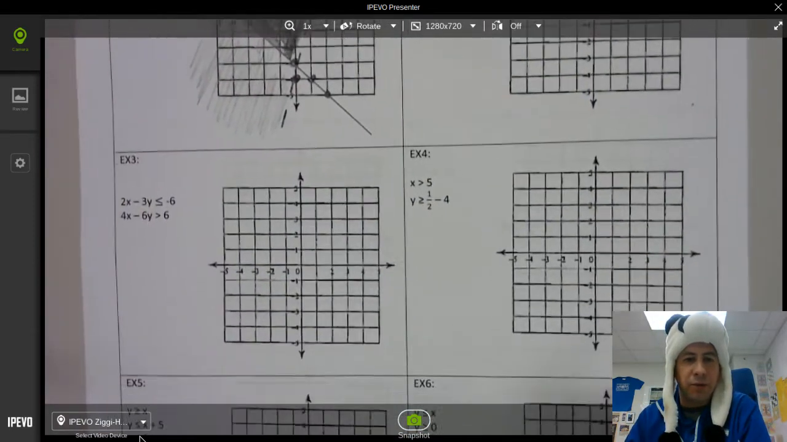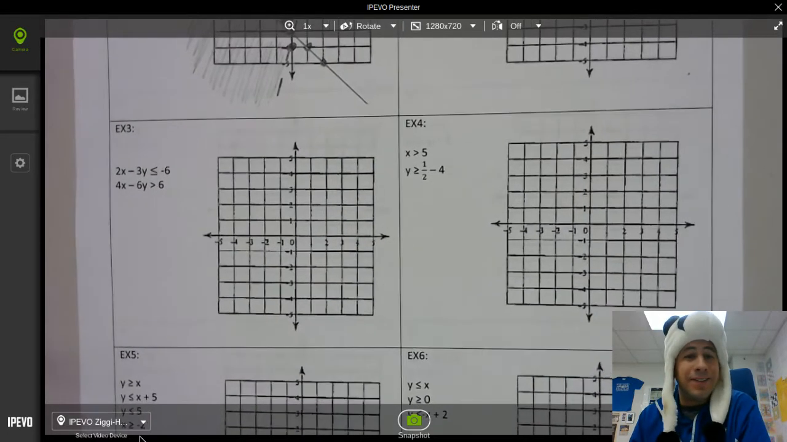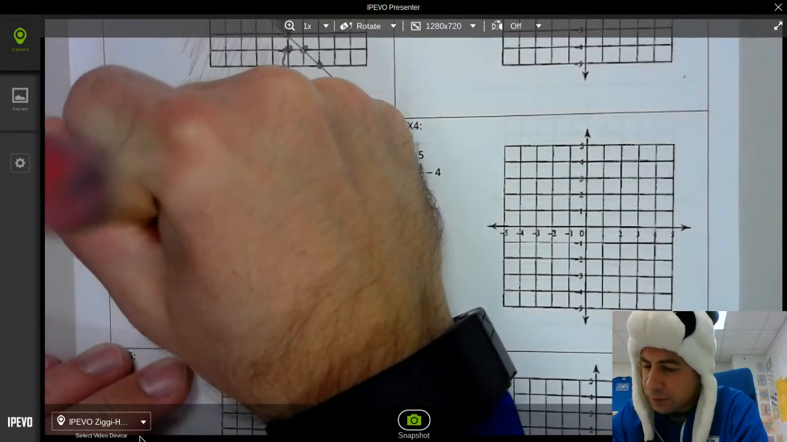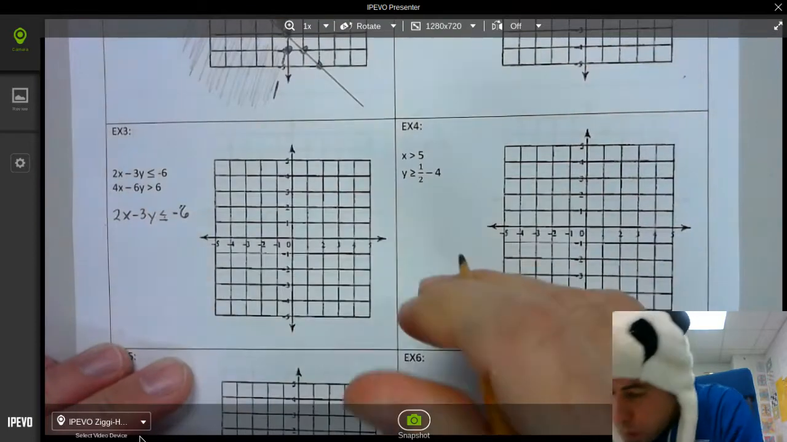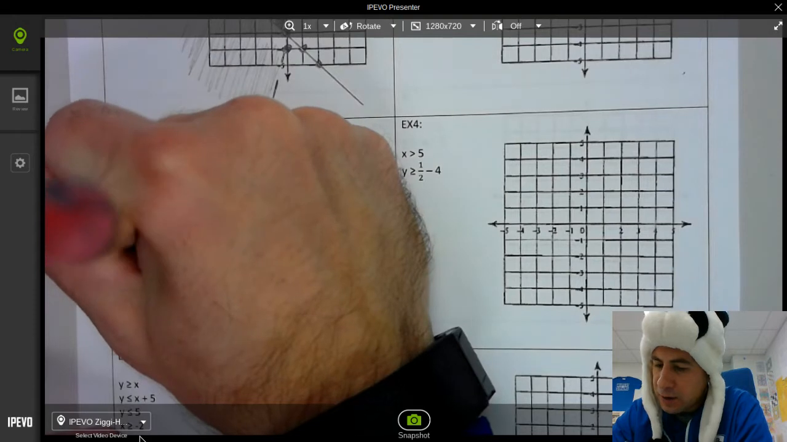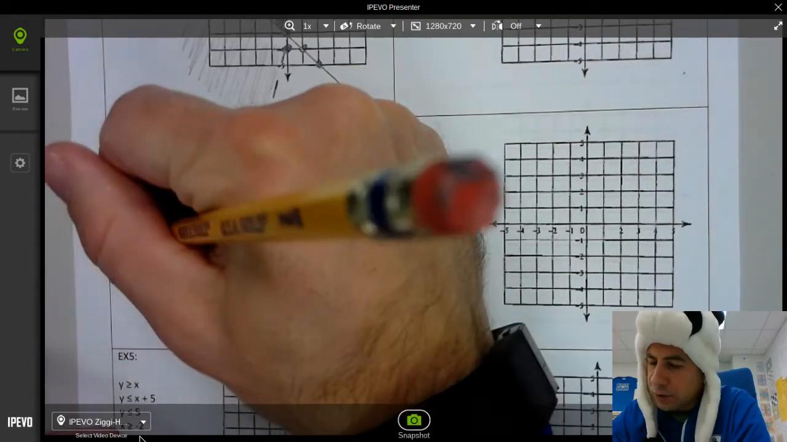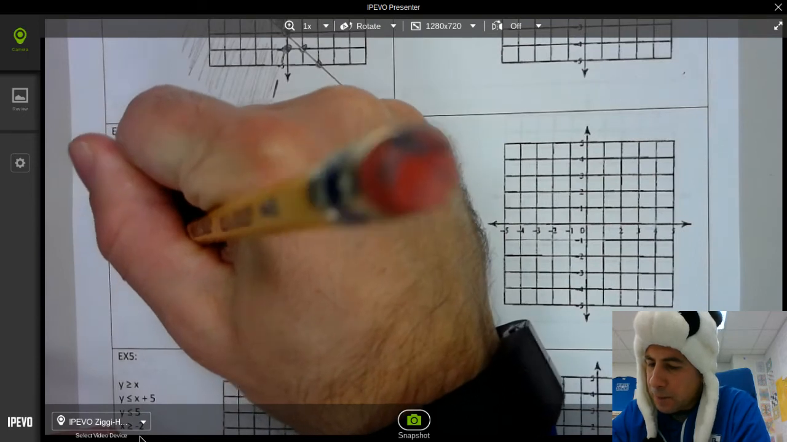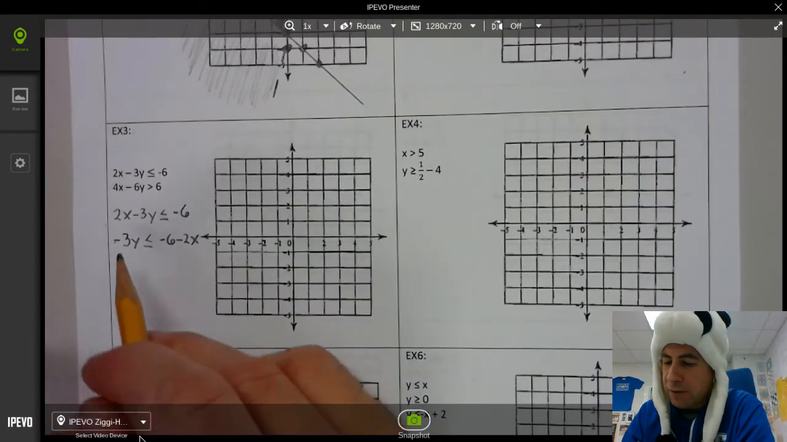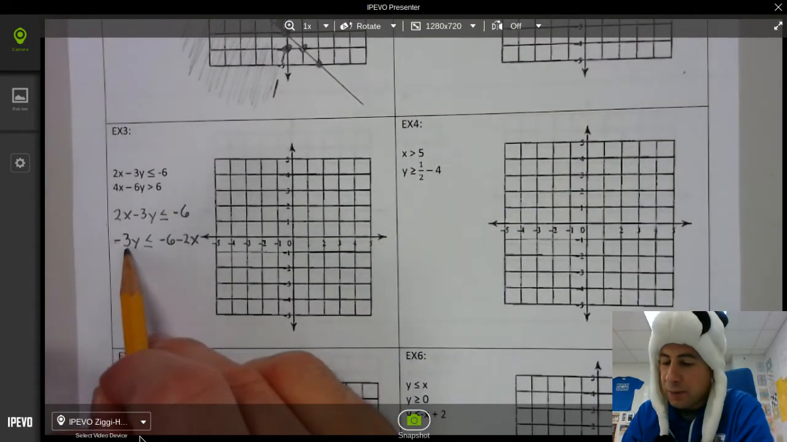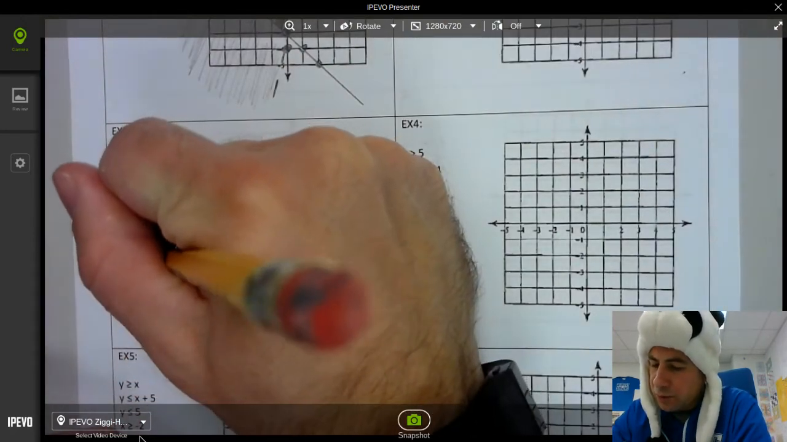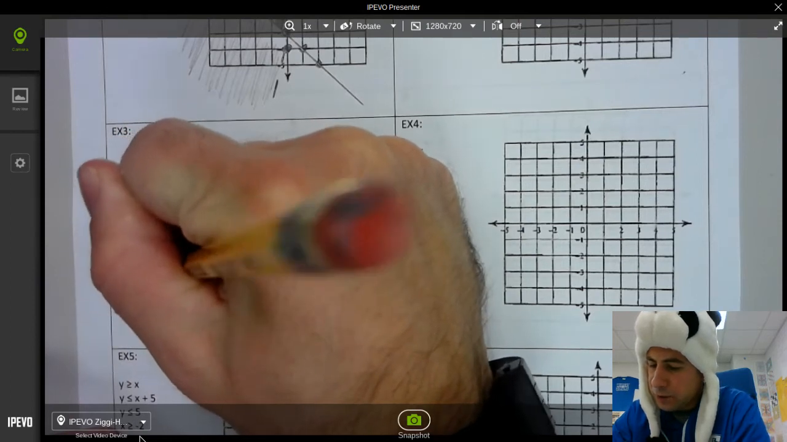All right, let's look at example 3. All right, now you notice in example 3, it's not in standard form, so we need to solve for y and put it in standard form. So to put this in standard form, we're going to subtract 2x from both sides. So you get negative 3y less than or equal to negative 6 minus 2x. And then we're going to divide everything by negative 3. But remember the special note, when you divide or multiply by a negative, the inequality flips. So you get y greater than or equal to 2 plus 2/3 x.